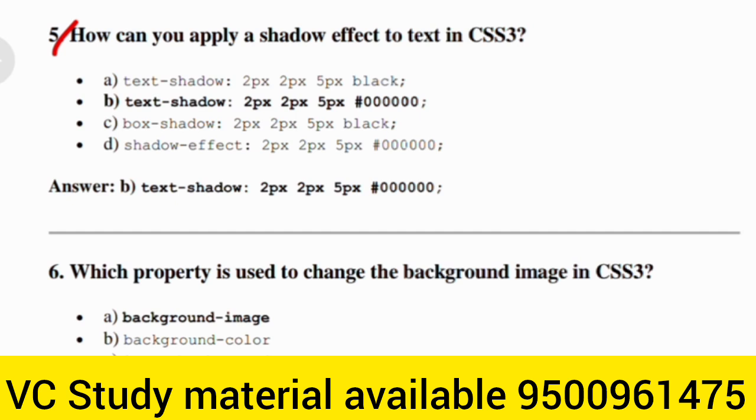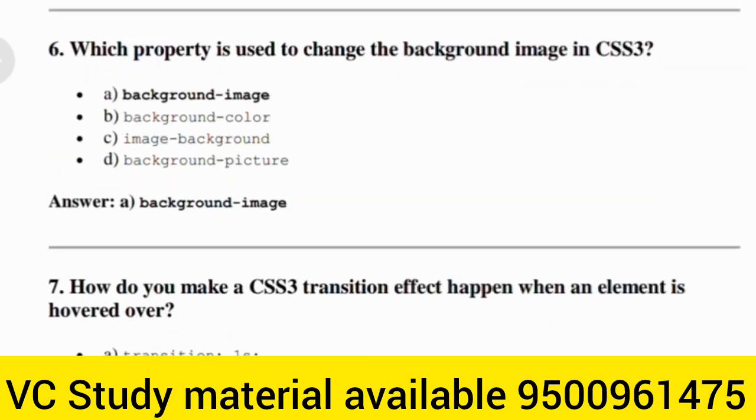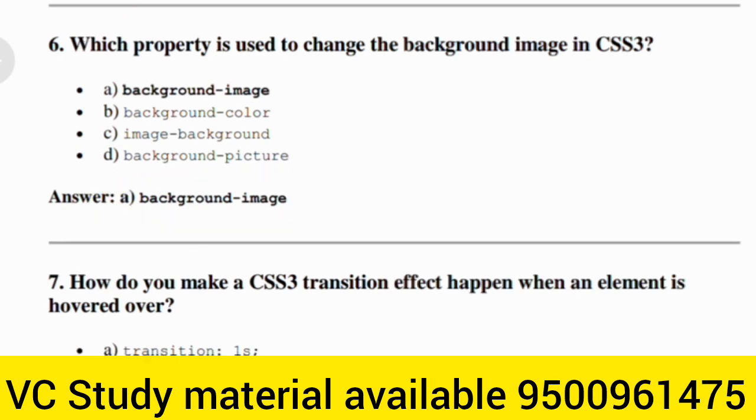How can you apply a shadow effect to text in CSS3? Text shadow 2px, 2px, 5px, #000000. Which property is used to change the background image in CSS3? Background image.